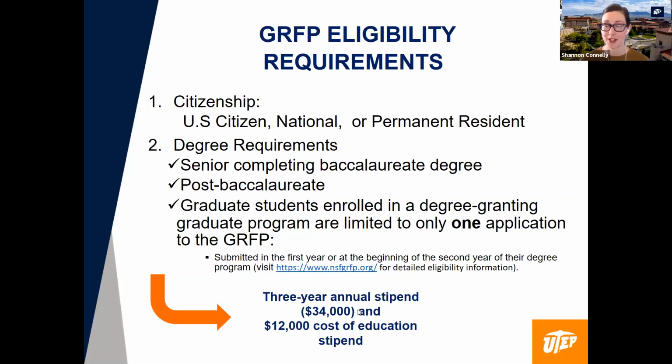For undergraduate students, you have the opportunity to apply once as an undergrad, and if you aren't successful, you can try again as a graduate student. For graduate students, unfortunately, you get 1 chance, and it's got to be in that first year.